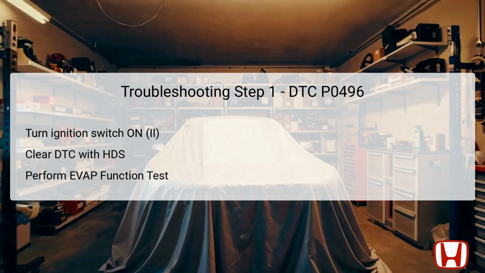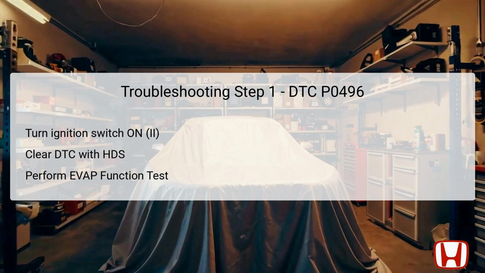The first step in troubleshooting the P0496 code involves interacting with the vehicle's onboard diagnostic system. Start by turning the ignition switch to the on position without starting the engine. This action powers the vehicle's electronic systems, allowing for diagnostic procedures. Next, utilize the Honda Diagnostic System, HDS, to clear the DTC. This software tool provides a means to reset the computer and may offer insights into additional error codes if present.